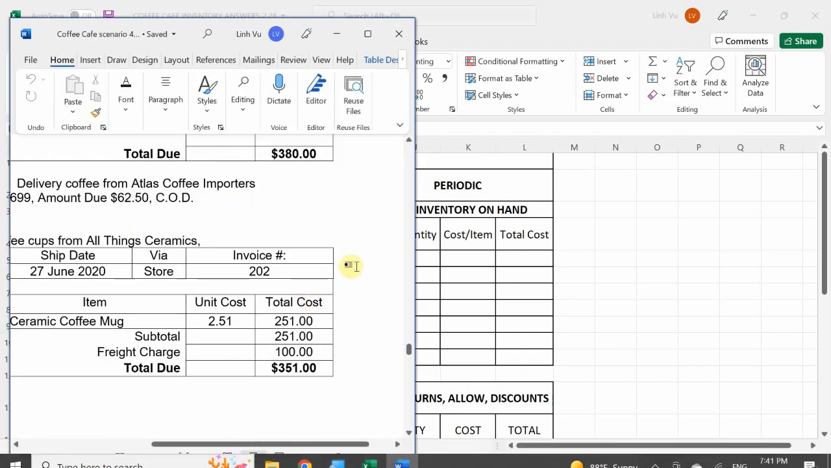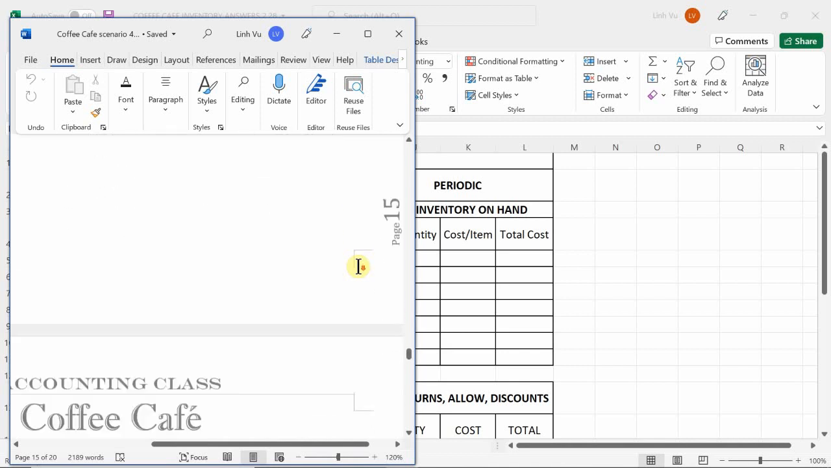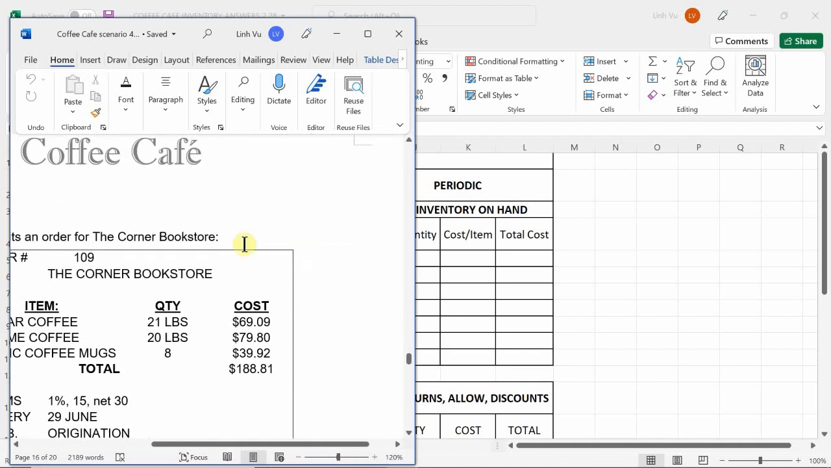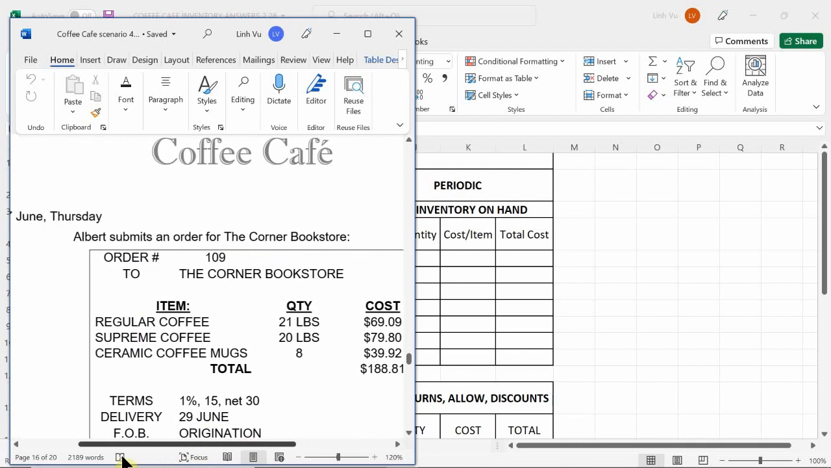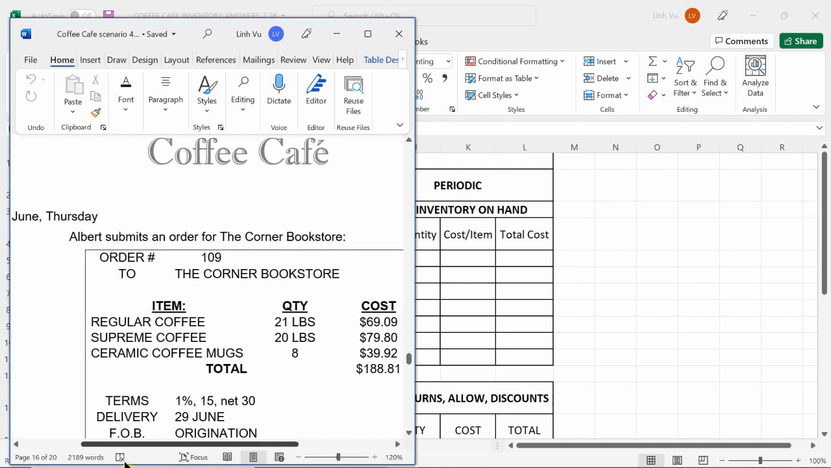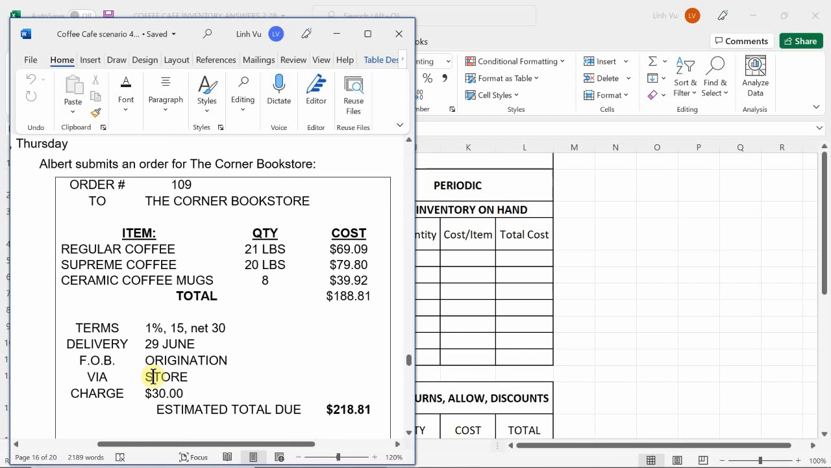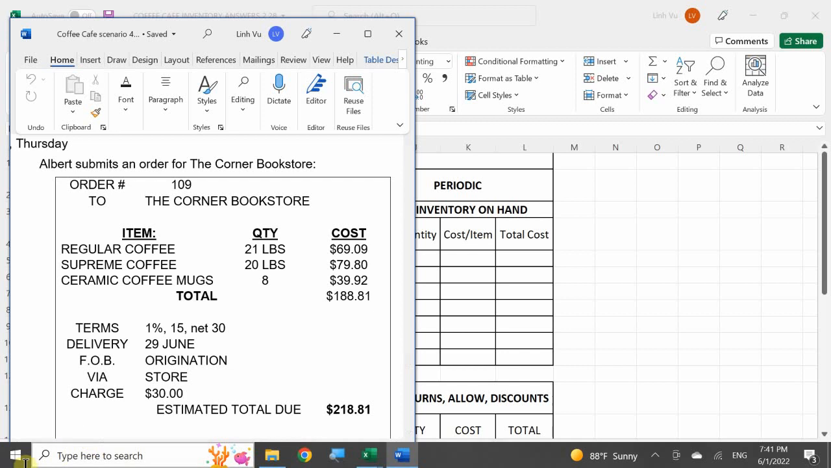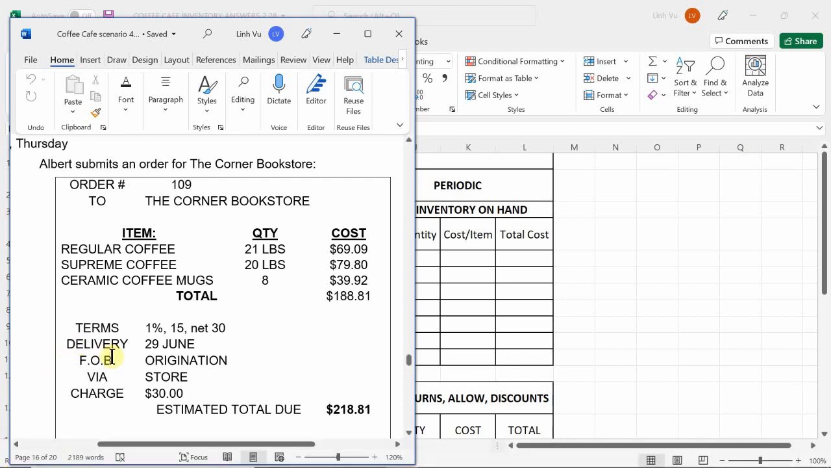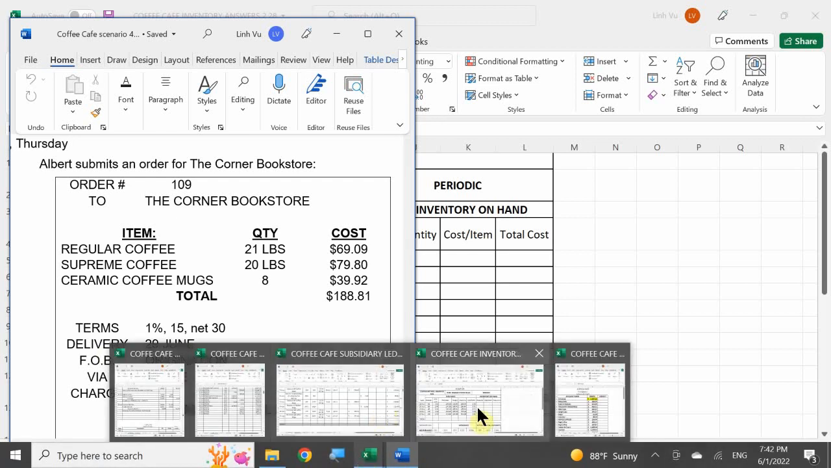All right, so now that I retrieved my coffee mugs, let's see what else is there. In this case, Albert begins to submit another order for the corner bookstore. Okay, so the corner bookstore wants 21 pounds of regular coffee, 20 pounds of Supreme coffee, and 8 ceramic coffee mugs. Okay, for a grand total of $218.81. So, since we're not delivering it until June 29, that is something I'm going to be putting into my sales orders.